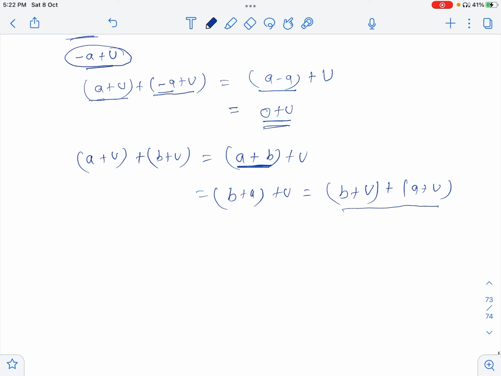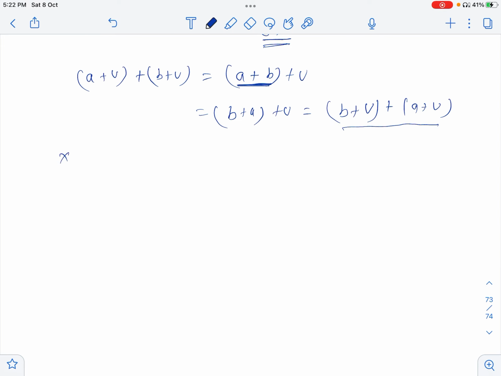Now we need to prove that with respect to multiplication, R mod U is closed and associative. So let us assume that a plus U is multiplied with b plus U, and as we have defined in composition 2, it can be written as ab plus U, which belongs to R mod U. That means it is closed.